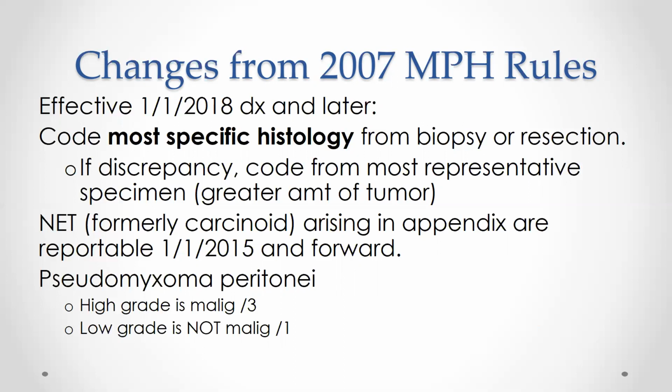The term carcinoid is not going to be used as often. NET or neuroendocrine tumor is more likely what you will see. Those arising in the appendix are reportable starting in 2015 and forward.